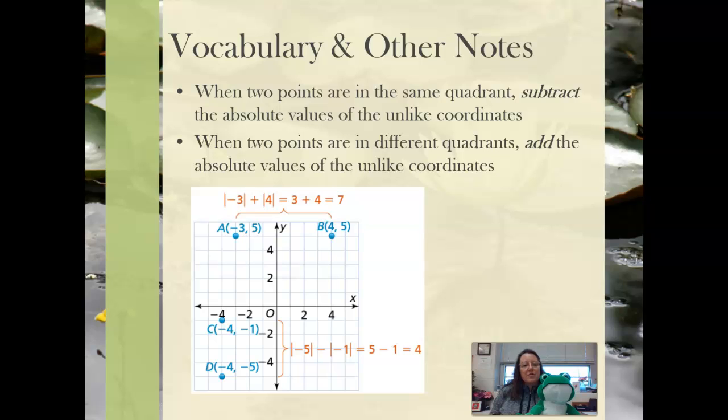We don't have any new vocabulary, but there are some other notes that summarize how we will find the distances. When 2 points are in the same quadrant, such as points C and D in quadrant 3 of the coordinate plane below, we are going to subtract the absolute values of the unlike coordinates. When 2 points are in different quadrants, such as A and B in quadrants 2 and 1 in the coordinate plane, we are going to add the absolute values of the unlike coordinates.